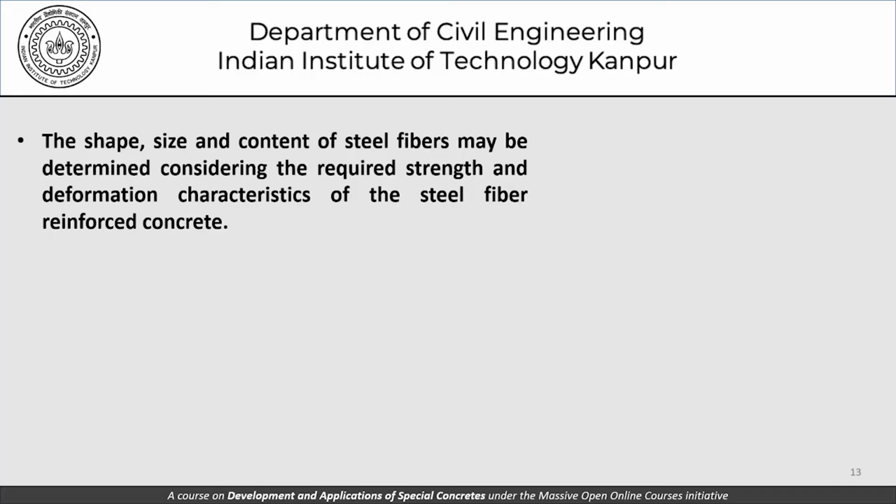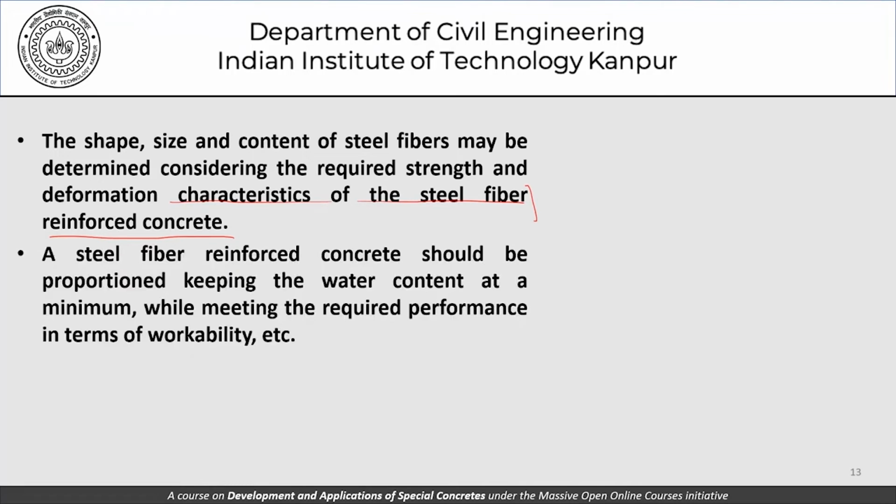The shape, size, and content of the steel fibers may be determined considering the required strength and deformation characteristics of the steel fiber reinforced concrete. This is something which we'll understand better perhaps after we have some understanding of the characteristics or the properties of the steel fiber reinforced concrete, or the fiber reinforced concrete in general, which we'll possibly do in the next class. Once we understand the properties, obviously those properties depend on the characteristics of the fiber, shape, size, and content. So steel fiber reinforced concrete should be proportioned, keeping the water content to a minimum, still meeting the performance requirement in terms of workability.